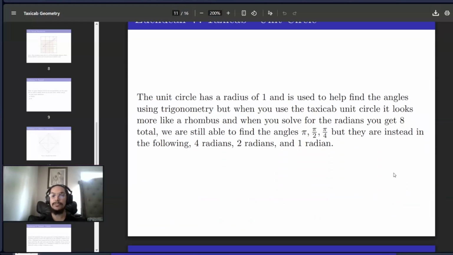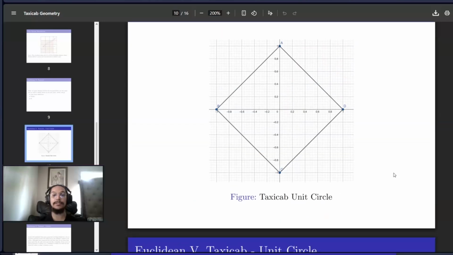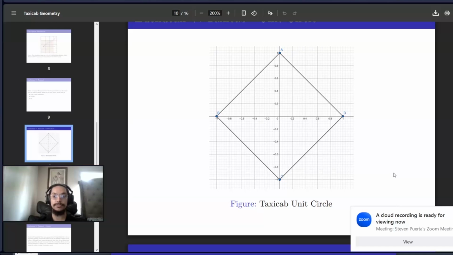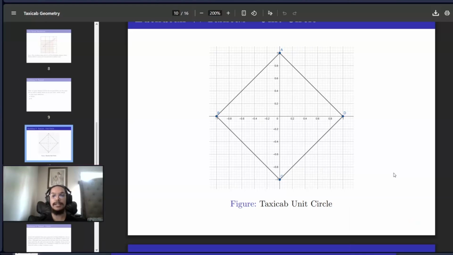So we have to solve it for radians, and the radians that we get from the unit circle in this case are 8. The reason for that is because the circumference is 8, because the distance from point A to point D is 2, the distance from point D to point C is 2, the distance from point C to point B is 2, and then point B to point A is also 2. Now, when you add up all of that, you get the circumference, which is 8, and we will be using this later to solve for pi.